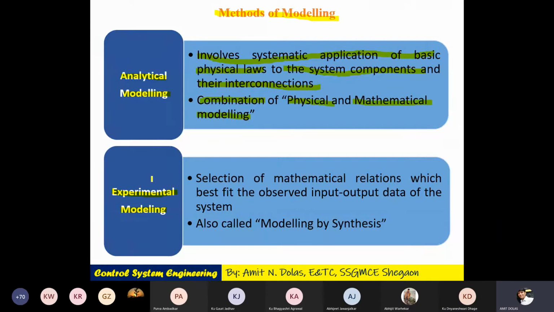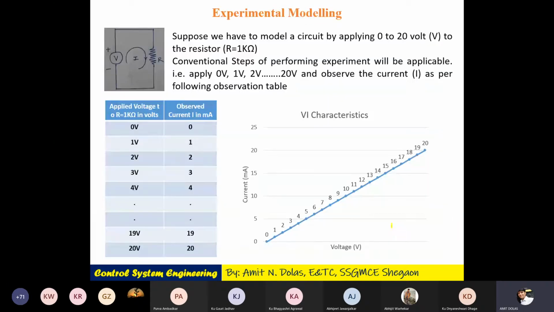Then experimental modeling is another, where mathematical relations are selected which best fit the observed input output data of the system. It is also called modeling by synthesis. So we'll have an example of this. First of all, experimental modeling.